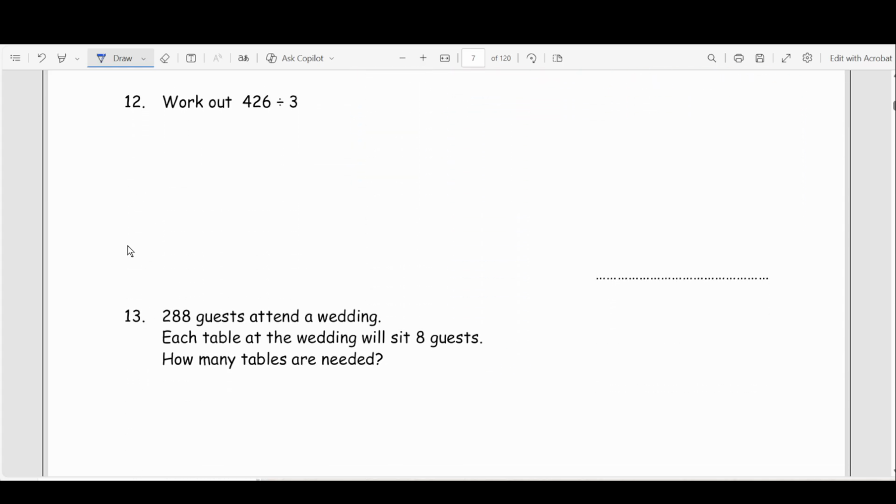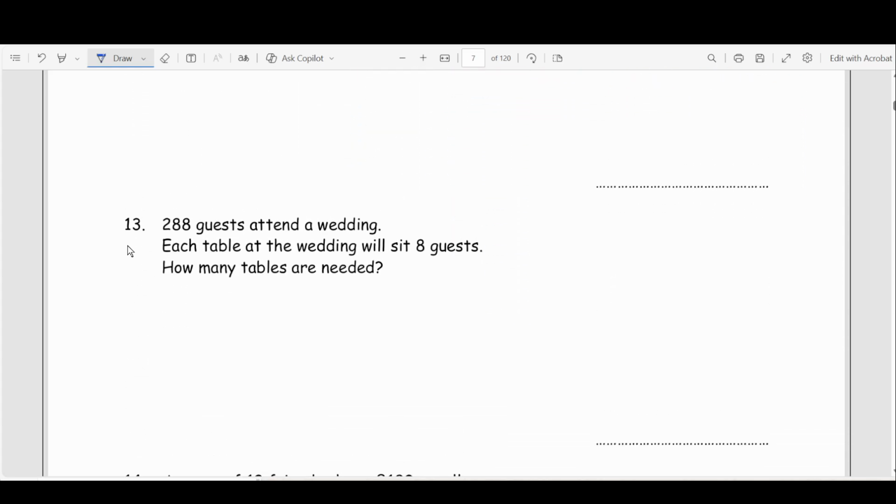Next one, this is a simple division, so we'll just go to the question number 13. Read it. 288 guests attend the wedding. Each table at a wedding will sit 8 guests. How many tables are needed? 288 divided by 8. Exactly, we need to divide here.